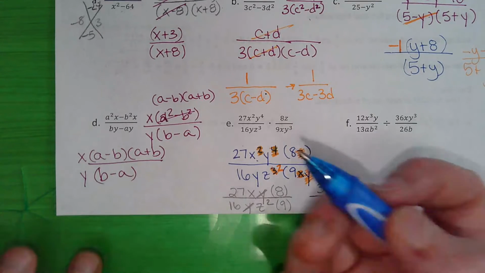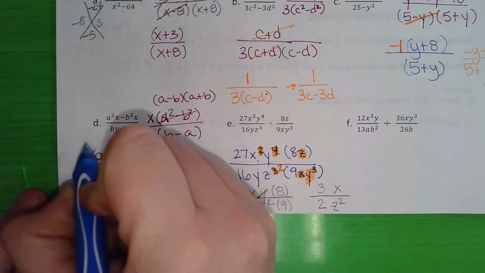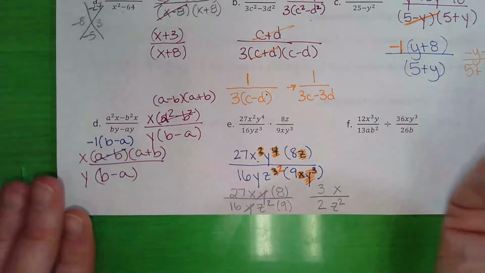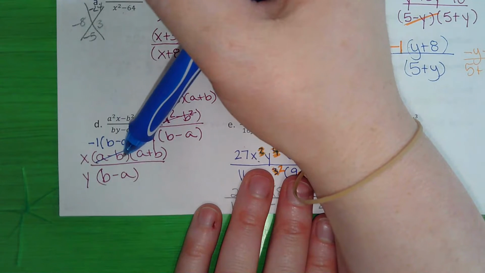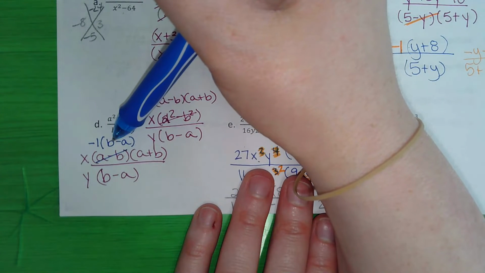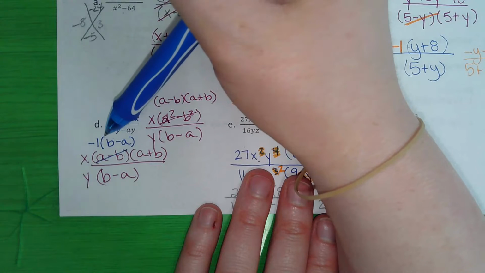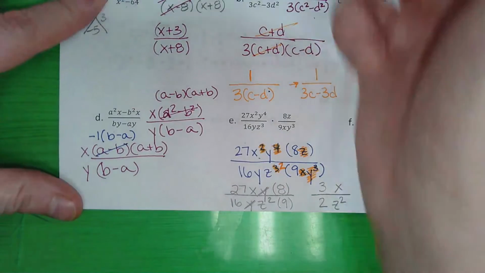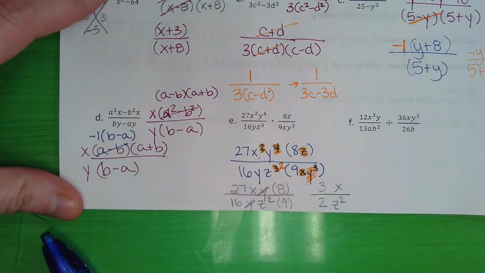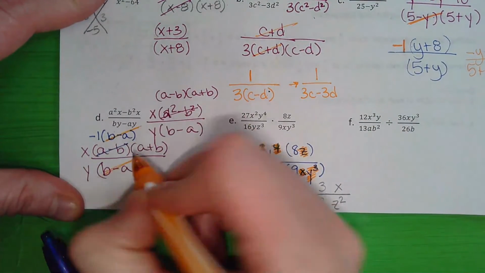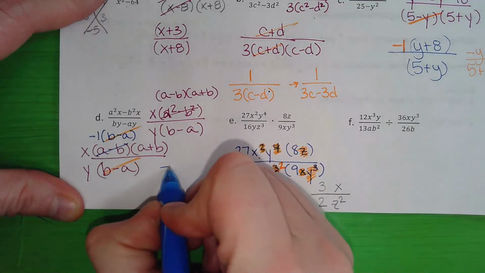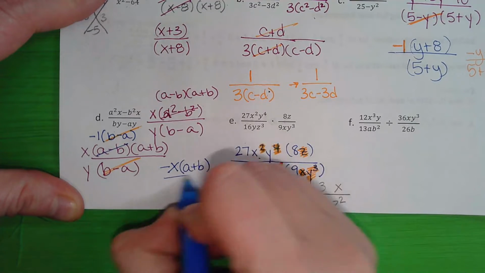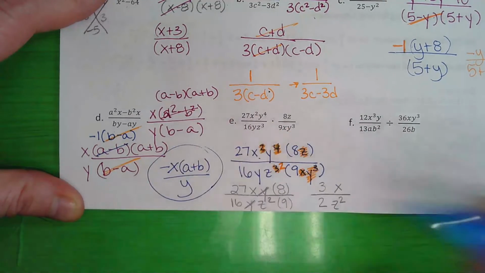So what I'm going to do is rewrite the top numerator as -1 times b minus a. And the reason for that is, once again, I had a negative b, I changed to a positive b, and by doing that I took out a -1, I took out the opposite. So that allows me to have something that's the same that can cancel out. So I'm left with -1 times x, which is negative x, times a plus b all over y. And that's my final answer.